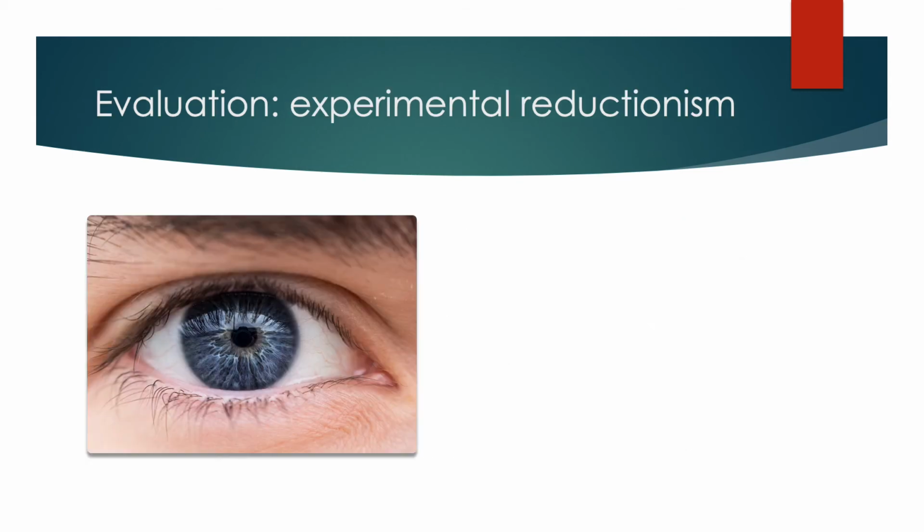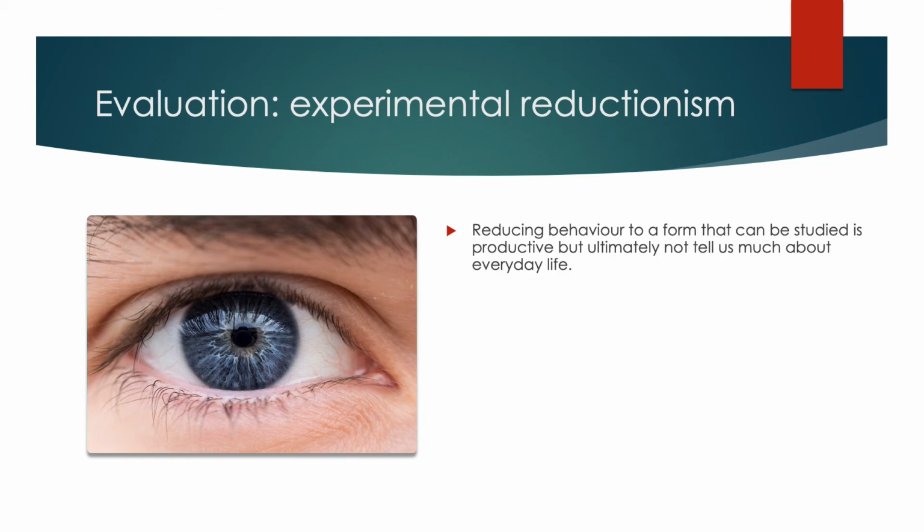The last evaluation issue for reductionism is for experimental reductionism. And what experimental reductionism reduces behaviour down to is operationalised variables. So variables that are measurable and specific. And these variables can be manipulated and measured to determine whether something has a causal relationship. So whether one thing causes the other. And while reducing behaviour to this form is very useful because it means that we can study certain things about human behaviour, it's not always representative of everyday human life.